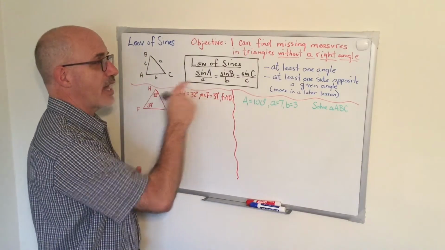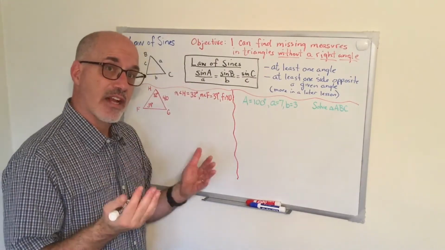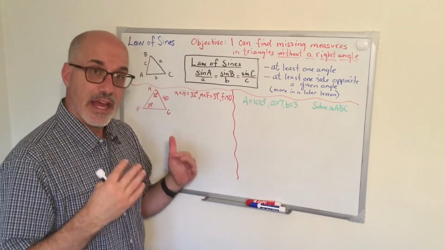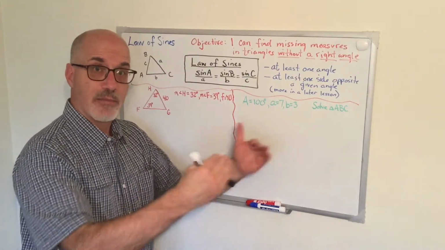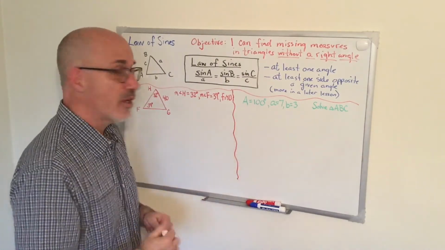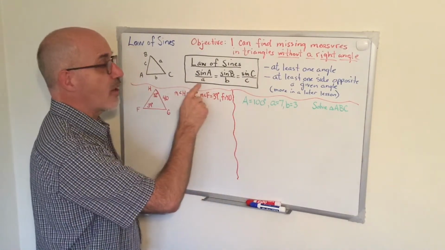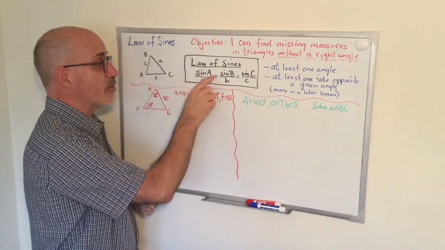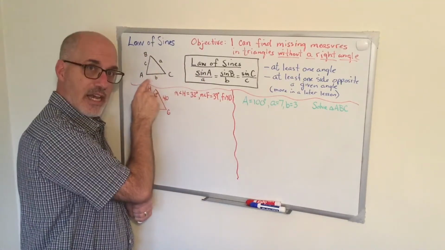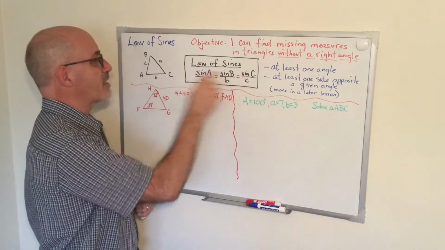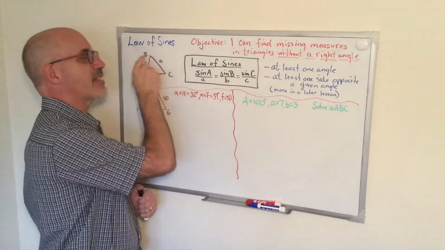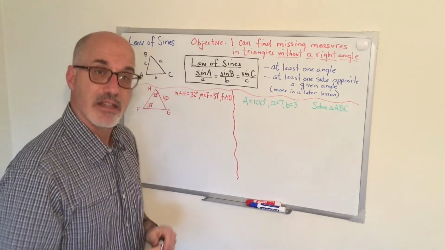The law of sines is the sine of the angle over the side, and that ratio is always the same no matter which angle and side you choose. So sine of A over a is equal to sine of B over the side opposite it, little b, or sine of C over the side opposite it, little c.